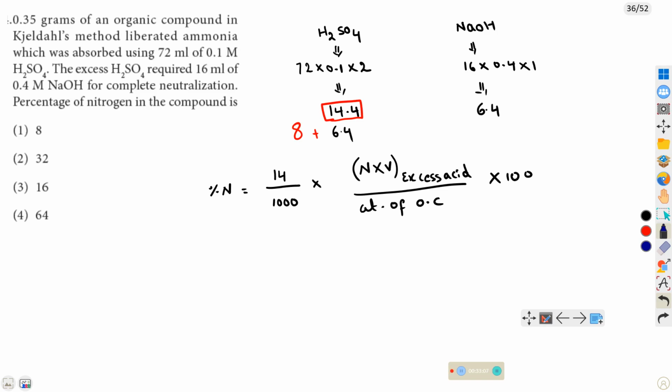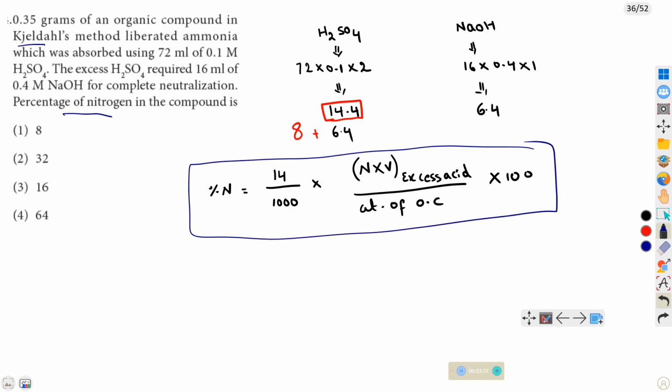0.35 grams of an organic compound in Kjeldahl's method liberated ammonia which was absorbed using 72 ml of 0.1 molar H2SO4. The excess H2SO4 required 16 ml of 0.4 molar NaOH for complete neutralization. Calculate the percentage of nitrogen in the compound. The process is Kjeldahl's method, and the percentage of nitrogen is calculated by using this formula.